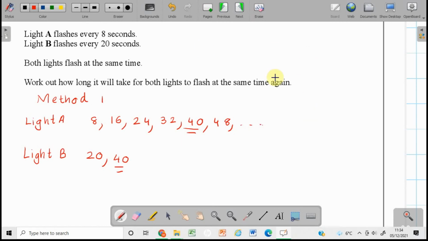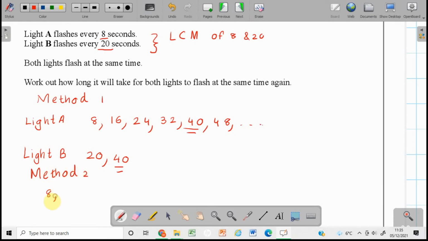Another way of doing it is, since we are looking at the next time they'll flash again, what we're doing is finding the lowest common multiple, or the LCM, of 8 and 20. And you can do it this listing way. Another way you could do is use the table method to find the LCM of 8 and 20.